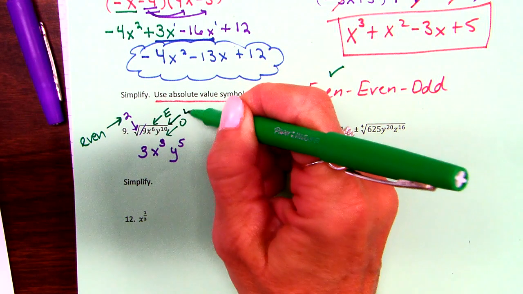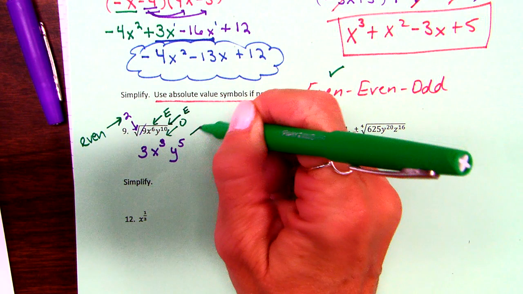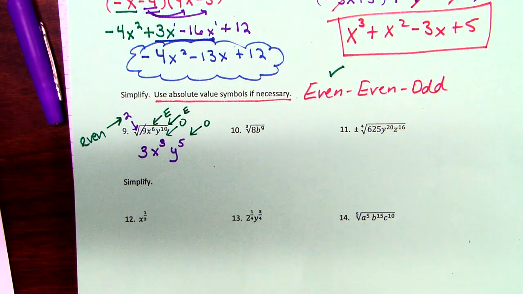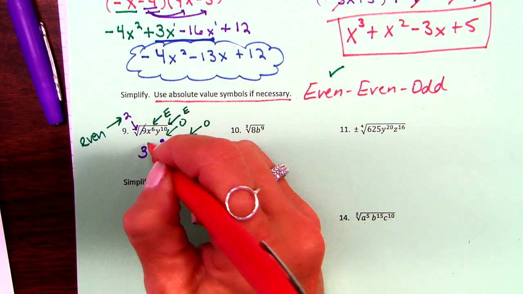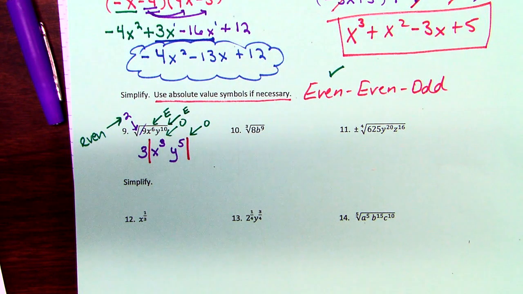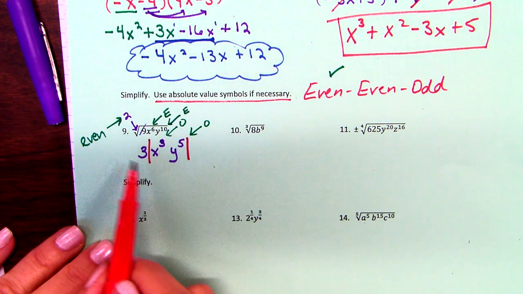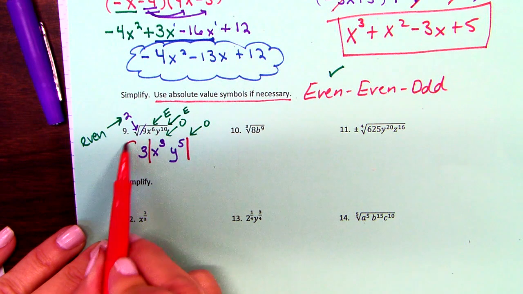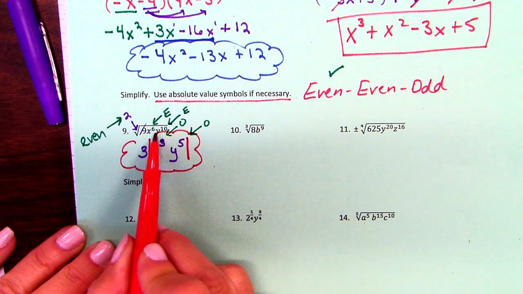10 is even, and 5 is odd. Now, you don't have to write all those E's and O's. I'm just trying to make a point. So both X and Y require absolute value symbols. Sometimes neither, sometimes one, sometimes both. And that would be the final answer. You would not include the 3. Okay? That's the answer right there.